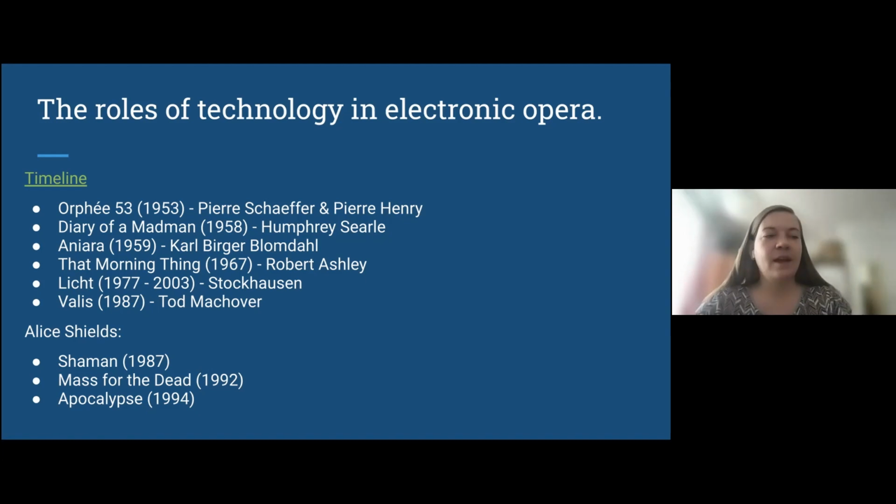And then we have Tod Machover, who's another central figure in the United States. He's more on the electronic instrument side of things. His opera Valis is a multimedia work which uses computer music and hyperinstruments.